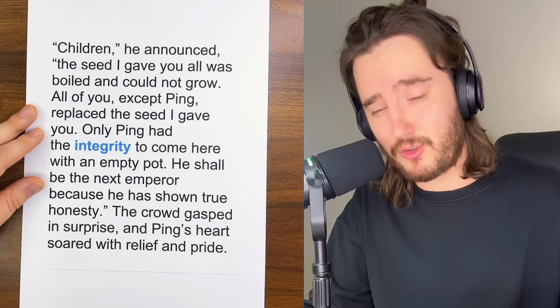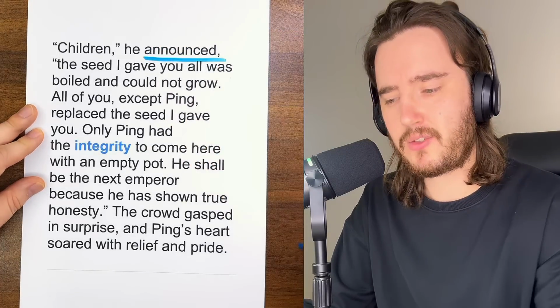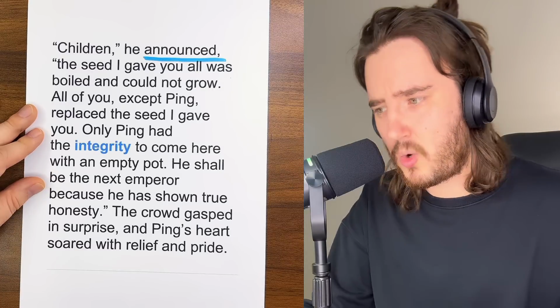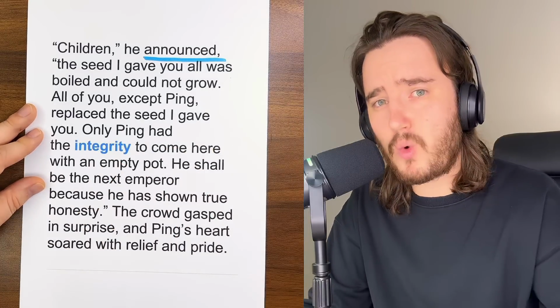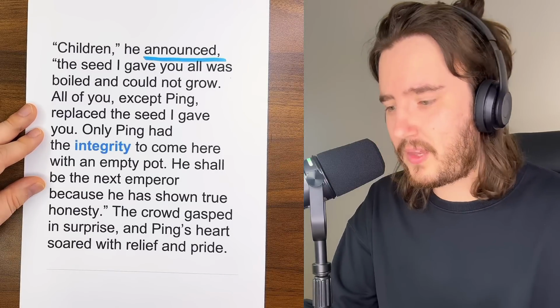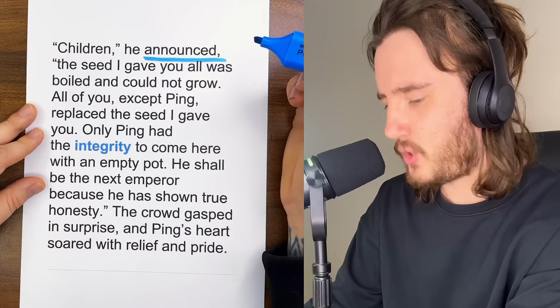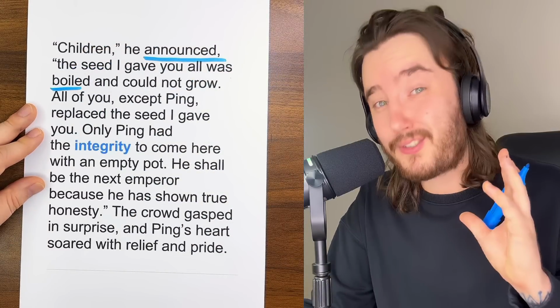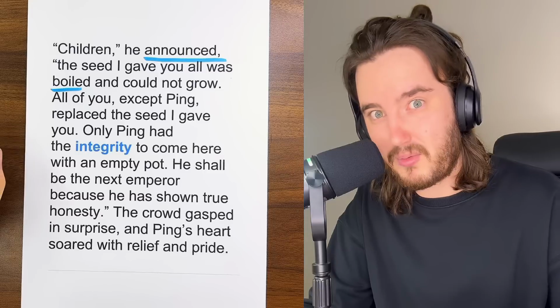"Children," he announced. So he's announcing this. If you announce something, then you are letting everybody know. You are speaking to everyone who is present, everyone who is there with you. "The seed I gave you all was boiled, okay, and it could not grow." So this was the trick that the emperor came up with.